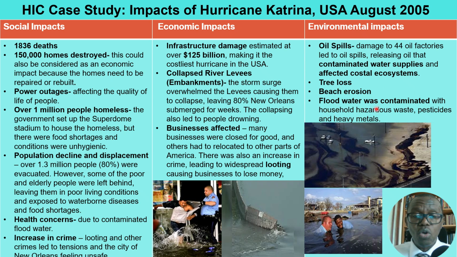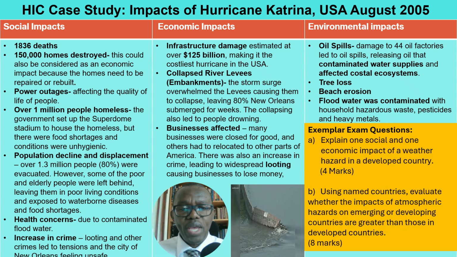And then flood water was contaminated with household hazardous waste, pesticides, and heavy metals. Now this obviously is an impact to the ecosystem and the ecology of the area. So it is an environmental impact. Okay, so we'll move on to the next slide, where there's an exemplar exam question, because I could not fit it in here.